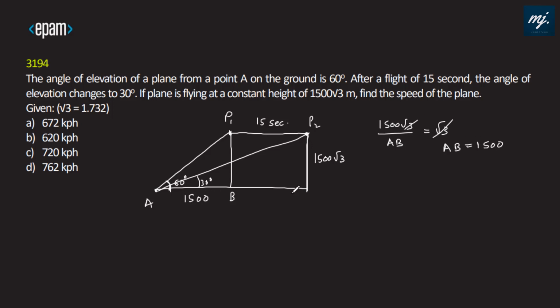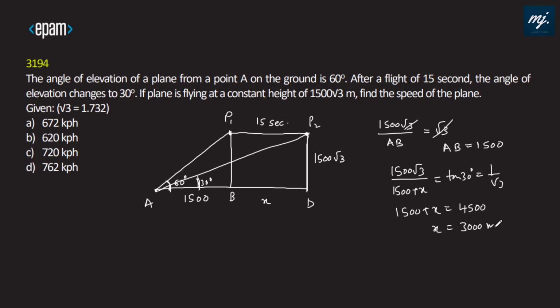AB is 1500. Now again in triangle P2AD, this angle is 30 degree. So again perpendicular by base, P2D by base, where base is suppose 1500 plus x. This is tan 30 degree, and tan 30 degree is 1 by root 3. That means 1500 plus x is 1500 root 3 into root 3, which would be 4500. That means this x is 3000 meters. This is the distance traveled by the plane in 15 seconds.